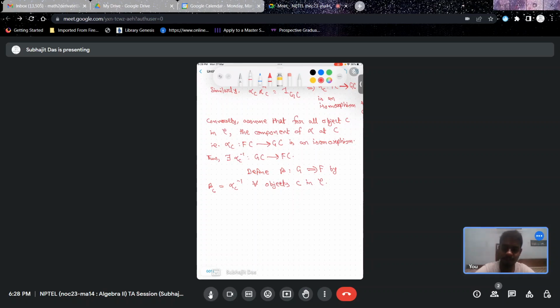That is an assignment to each object of the first category of a unique morphism of the second category. So this is what we did. We assigned to each object c in the first category a morphism, namely alpha at c inverse, which is a morphism in the second category from gc into fc. So this is the data of the natural transformation. What we just need to check is whether this satisfies the naturality axiom or not.